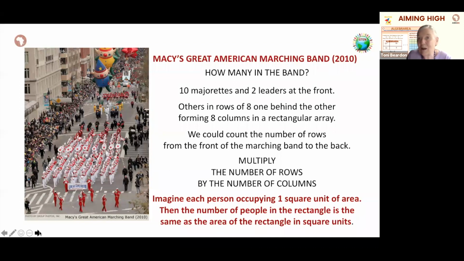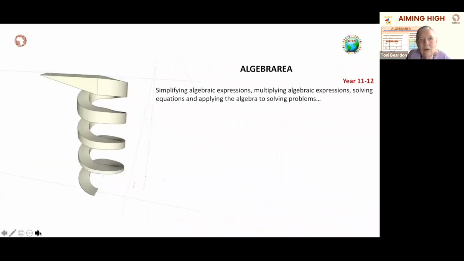So you could do that with your own class. You could take them outside, and some or all of the class could make themselves into a rectangular formation, we call this an array in mathematics, and you can talk about all the things we've just been mentioning. So there we go. Now, we also talked about the spiral of learning.